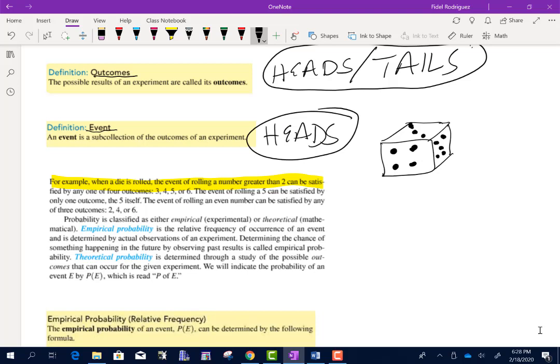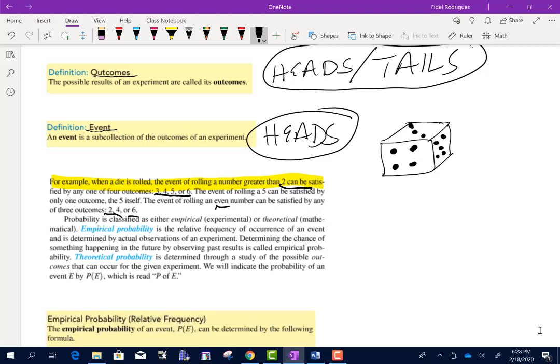It says rolling a number greater than 2 can be satisfied by the outcomes 3, 4, 5, or 6. Okay, the event of rolling a 5 can be satisfied by only one outcome, the 5 itself. And the event of rolling an even number can be satisfied by 3 outcomes, those outcomes being landing on either a 2, 4, or 6.